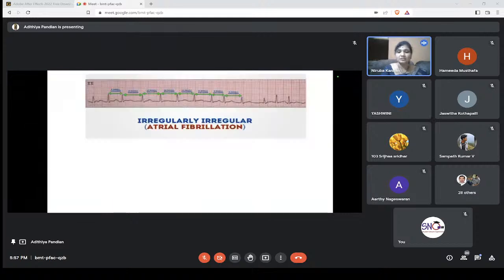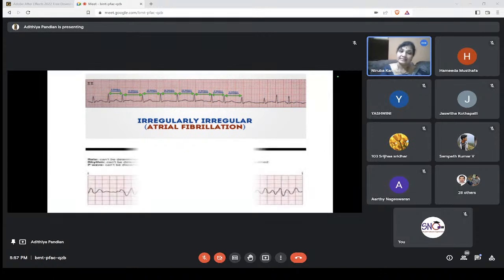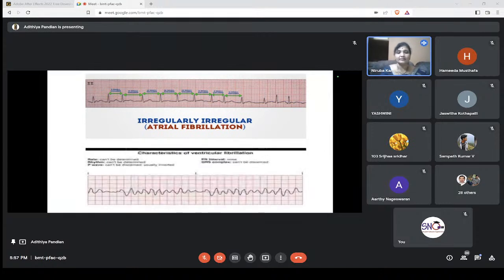It happens usually in valvular prolapse. This is fibrillation, atrial fibrillation. When the heart rate is more than 350, there will be irregular waves, which are called F waves. And for 10 P waves, you can get 1 QRS. So that becomes fibrillation. The next slide, please.